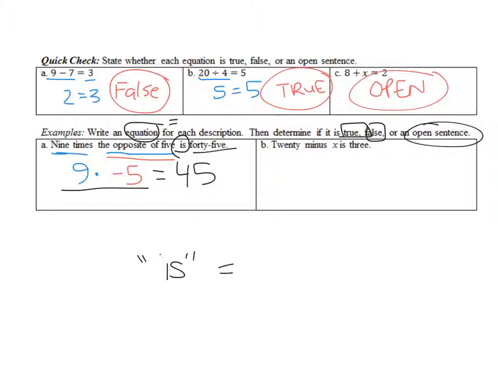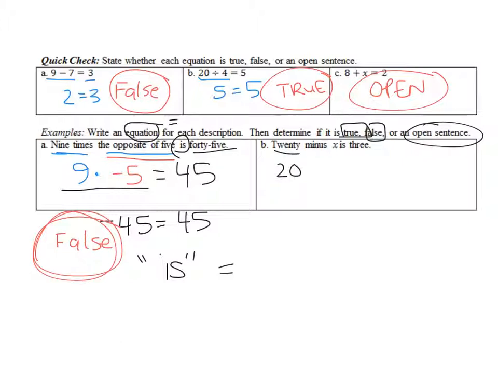Well, 9 times negative 5 is negative 45. Negative 45 does not equal 45. So this is a false equation. False. B, 20 minus x equals 3. Is this true, false, or open? It's open because it has a variable in it.